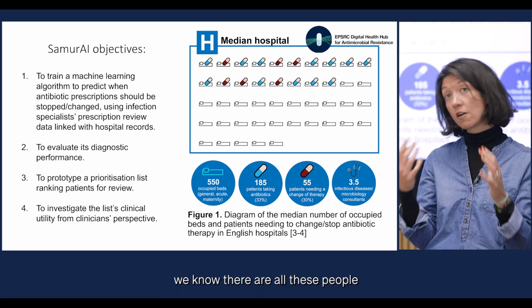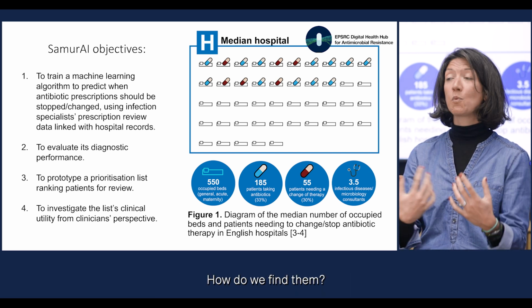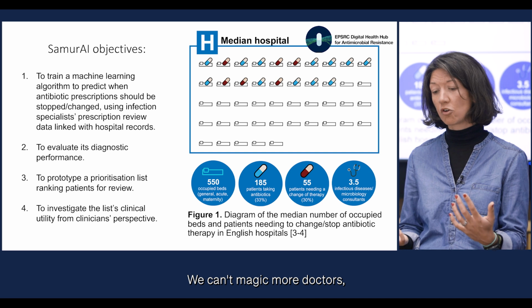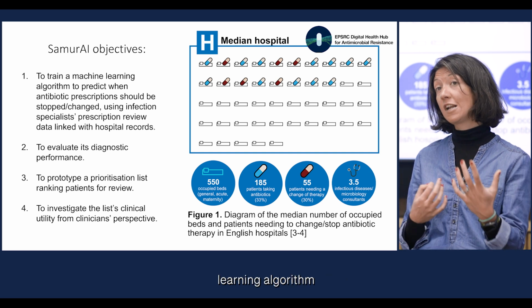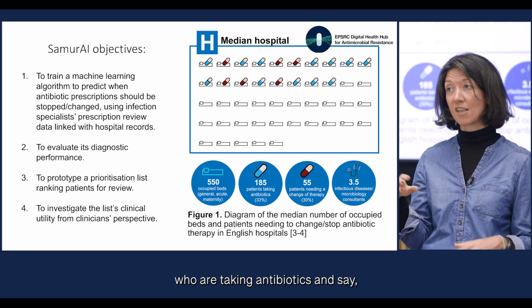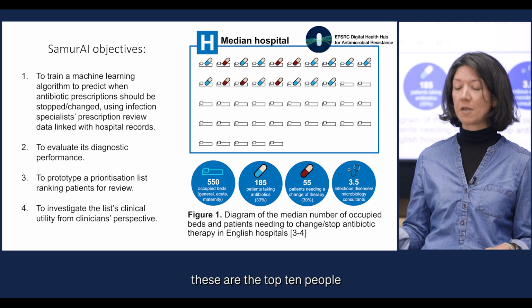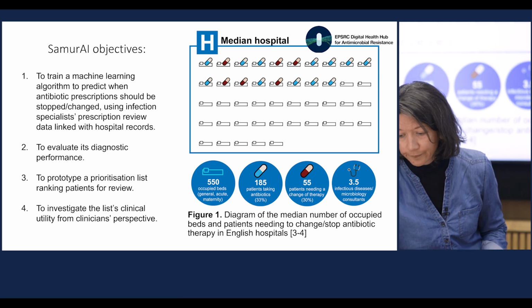It's saying we know there are all these people taking antibiotics, we know some of them don't need them, how do we find them? We can't magic more doctors, but can we develop a machine learning algorithm that can monitor patients who are taking antibiotics and say, if you've only got 10 people to see today, these are the top 10 people that you should go and review.